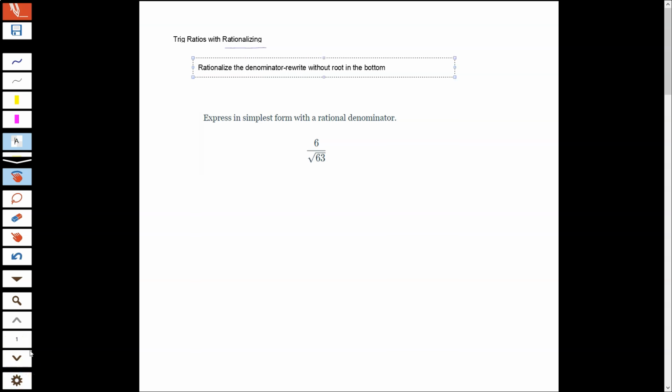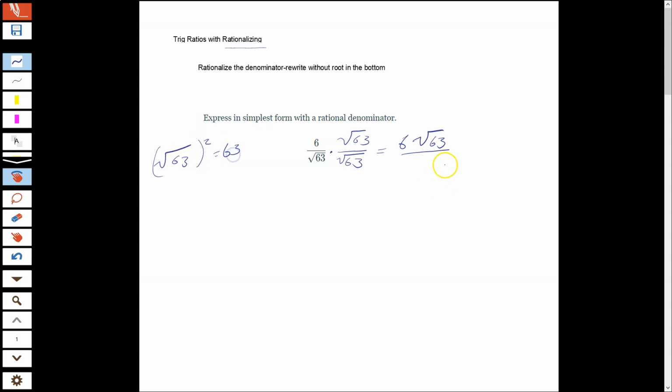We're keeping this fraction the same, but we're rewriting it. I'll show you how that looks, and then we'll talk about why we want to do this. So 6 over the square root of 63 is our example here. I'm going to multiply always by the bottom over itself. So root 63 over root 63. Remember multiplying fractions, you multiply straight across. You get 6 square root 63 on top. And on the bottom, root 63 times root 63, well, that's square root of 63 squared, right? Those two things are opposites, so 63.